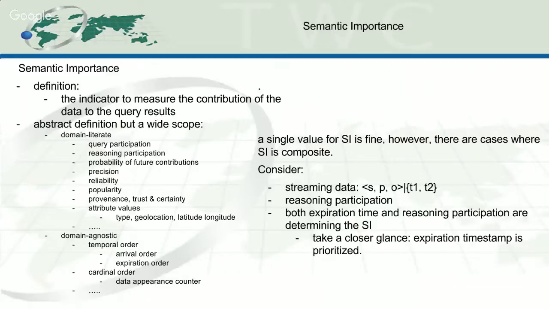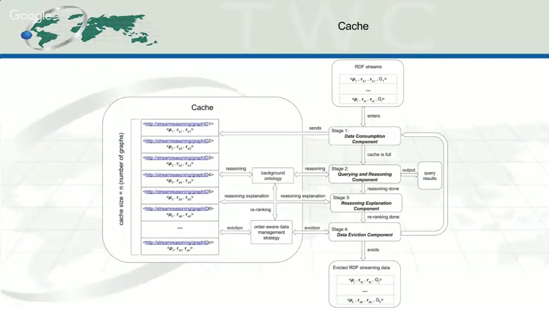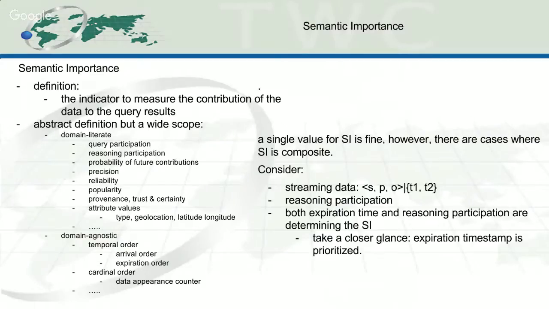And we propose semantic importance. Semantic importance is defined temporarily in the last paper as the indicator to measure the contribution of the data to the query results. As an example, I covered in this graph why we use this reasoning explanation component, because we want to see the participation status of the data involved in the reasoning to evaluate its contribution to the query result. However, that is only one example of what a semantic importance is. This is really an abstract definition, but it has a wide scope.